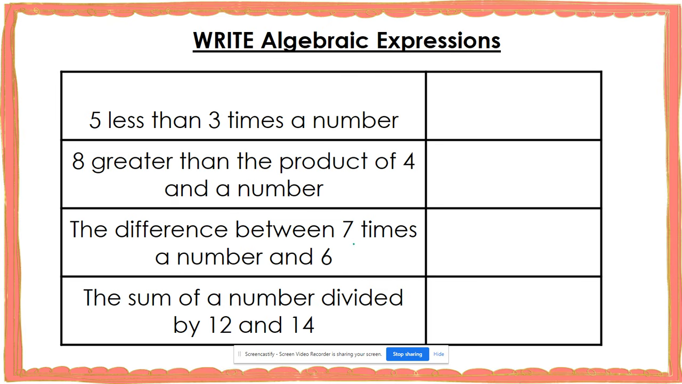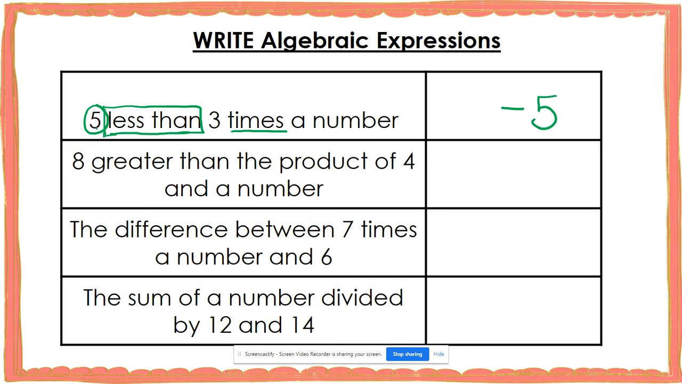Next, I have 5 less than 3 times a number. If I look at this one, I notice that there's actually more than one key word or phrase. So I have a less than, and then I have times. I'm going to start with the first thing that I see here, which is less than. Less than always means that I'm going to subtract. So the easiest thing to do is go ahead and write my subtraction symbol. If I am taking 5 less than something, then that means I have something to start with over here and I'm subtracting 5 from it.